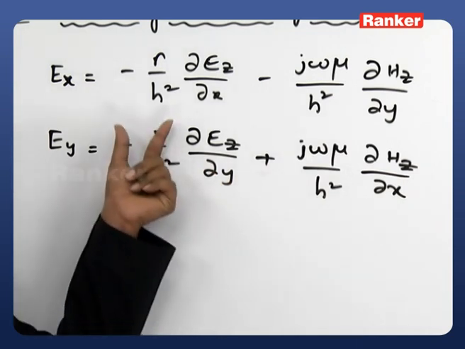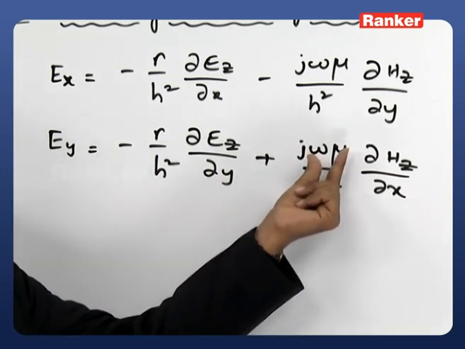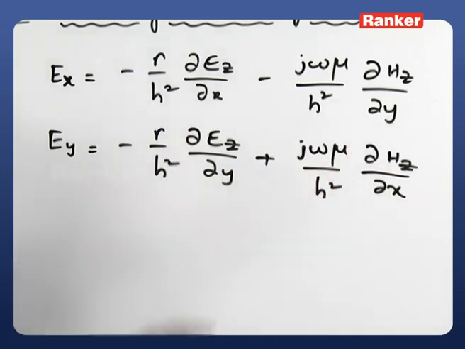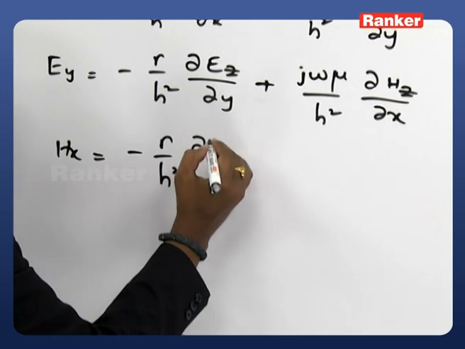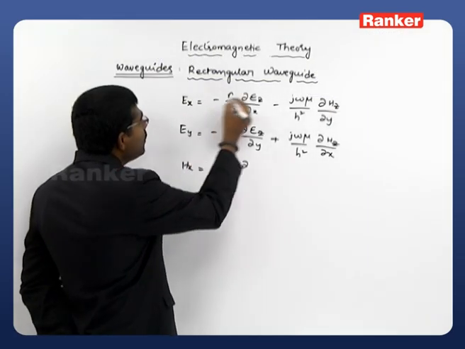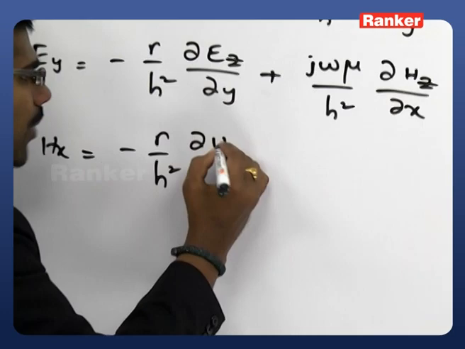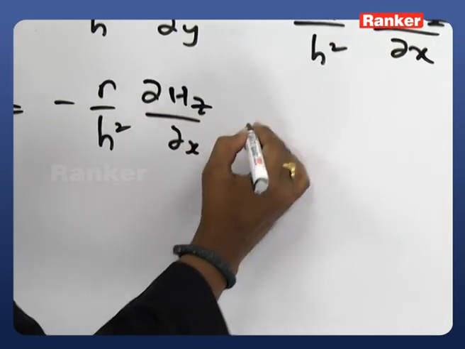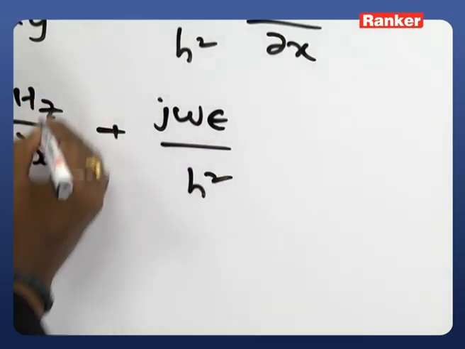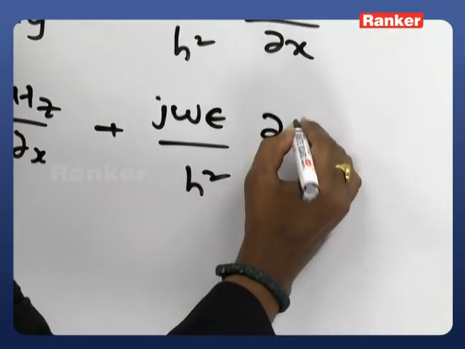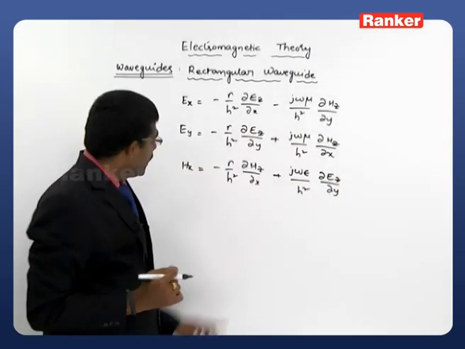And as I said, this minus gamma by h square is common for all, and instead of mu you will get epsilon for h, right? So now I will write down the Hx equation also. Hx is equal to minus gamma by h square. Remember that for E initially we get E, and for H initially we will get H. It is dou Hz by dou x plus j omega, instead of mu write epsilon by h square, dou Ez by dou y. That is the equation that we will get for Hx.